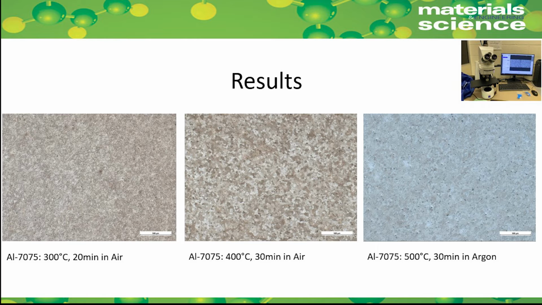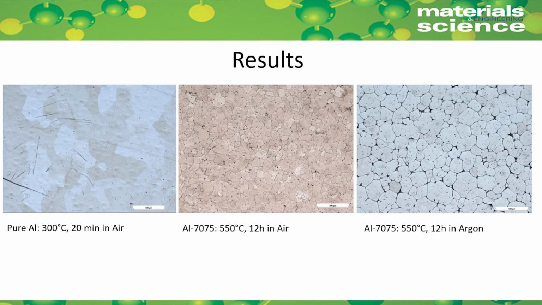The image on the left shows the samples that have been treated for 20 minutes at 300 degrees C, which has a very fine small grain. The average grain size is about 20 micron. The second and third images show the 400 degrees C in air condition and 500 degrees C in argon condition. The grain size increases with the temperature significantly.